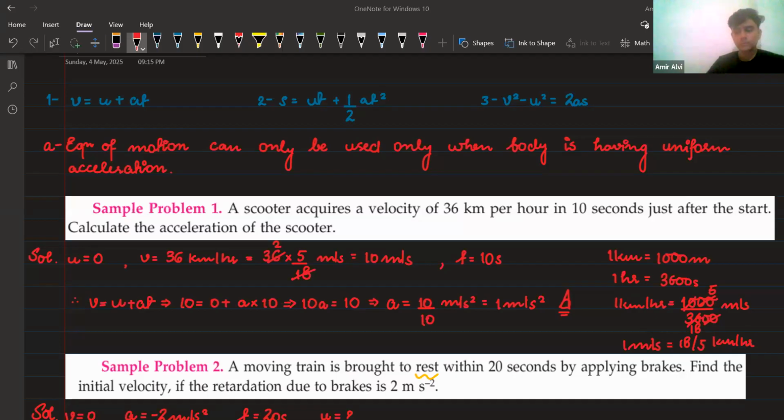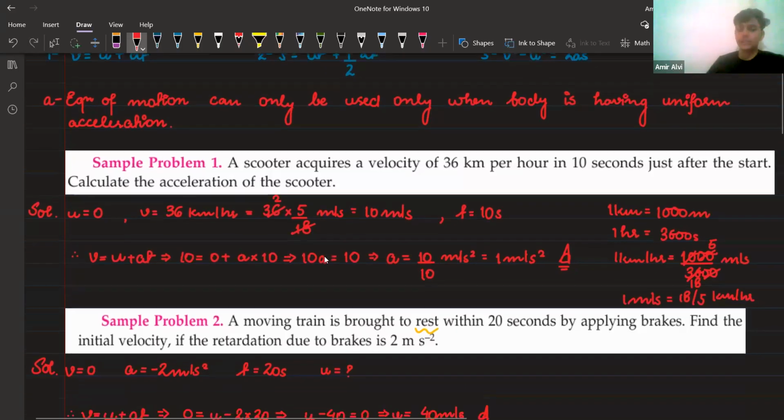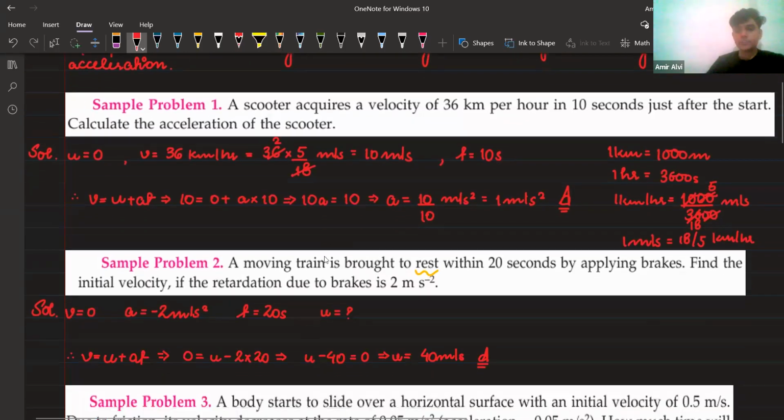I got initial velocity is equal to 40. What is the unit of velocity? Meter per second. That's very correct, Naisha. That's very good. Please try the next one.